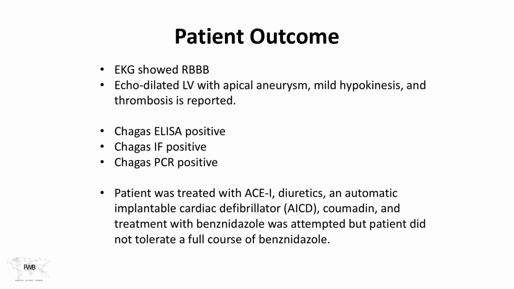So we felt in this case that this really was a confirmed case. Patient was treated with standard heart failure regimens, an ACE inhibitor, diuretics. With his decreased heart function, he actually had his AICD. He was treated with Coumadin because he actually had this thrombus, as we note here. And treatment was attempted with benznidazole, but the patient did not tolerate a full course of the benznidazole.